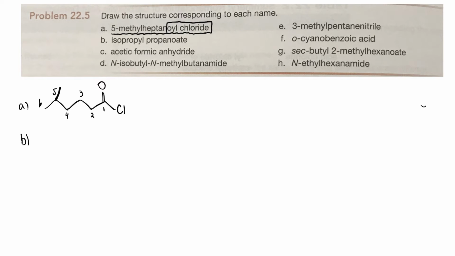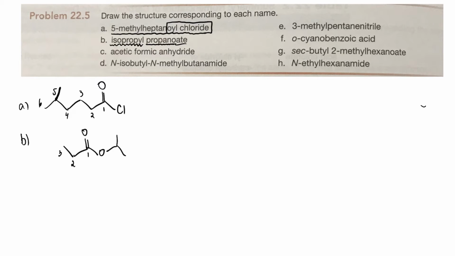In molecule B, we've got a derivative of propanoic acid. Propanoic acid has 3 carbons. Okay, propanoic acid. And this is an ester, right? It ends in the -ate terminology. And so what we want to do is hook on an isopropyl group here. So an isopropyl is 3 carbons with the branched point connecting, okay?